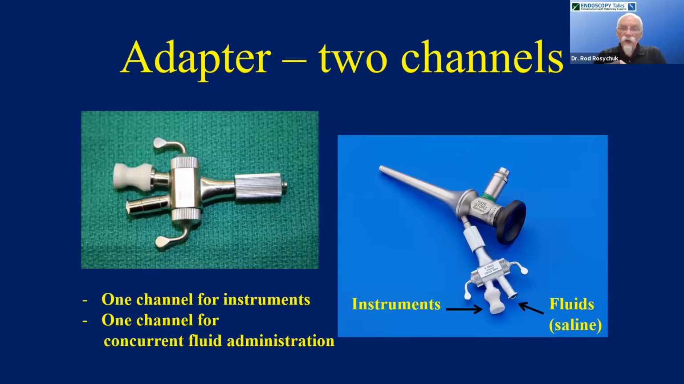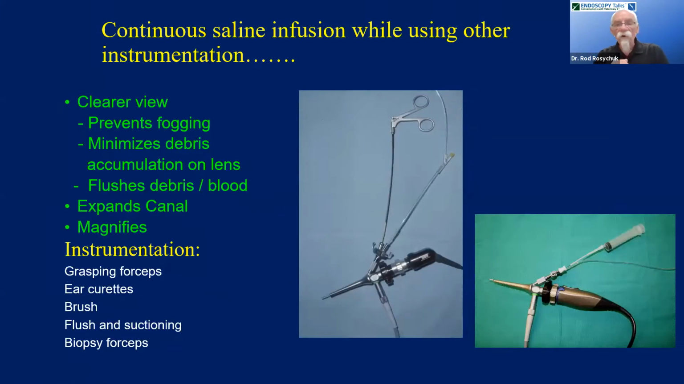There's an adapter associated with our video otoscope that does allow for two ports, one port that allows for fluid administration, while the other allows you to pass your instrumentation. And basically running fluids at the same time that we're doing procedures is something that I do quite commonly. I really think it's of value while you're working in the ear. It minimizes fogging, debris getting on your lens. Basically, if something is bleeding, it has a tendency to flush that blood out so that you can continue to work in the ear. And while you run fluids, which is just saline, it also tends to expand the canal a little bit, magnifies your view, certainly clears it.